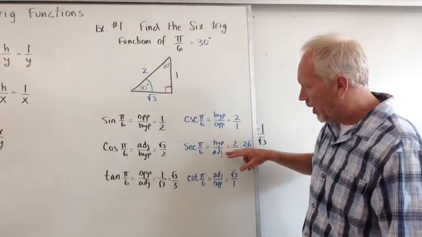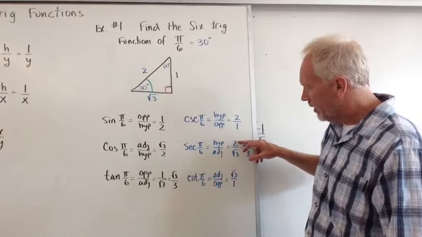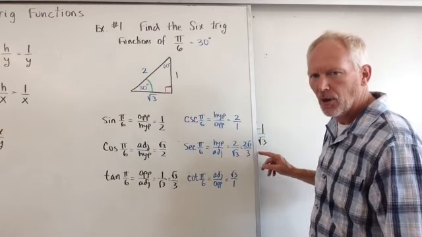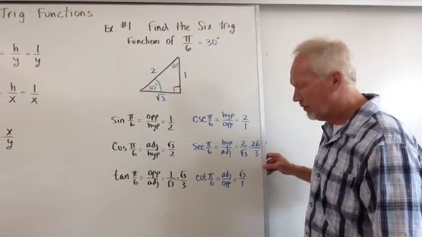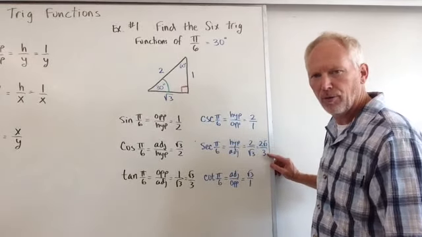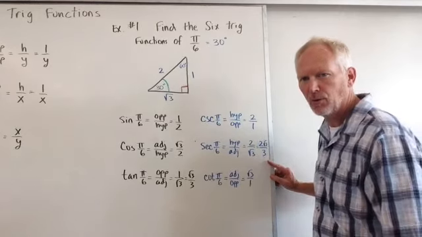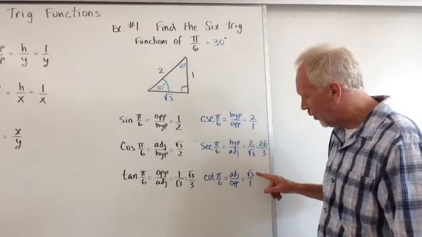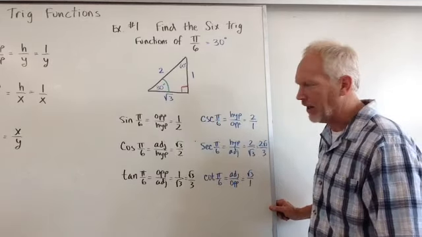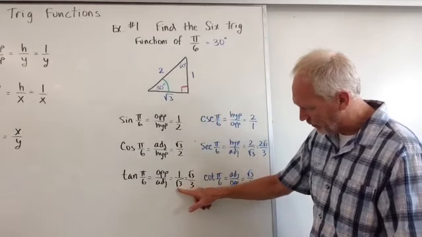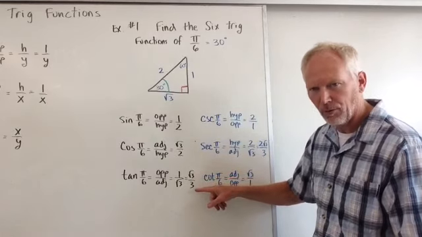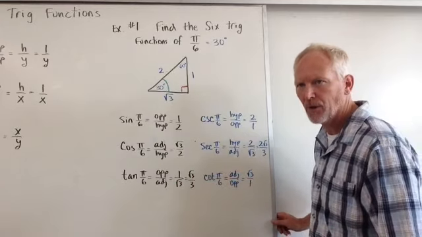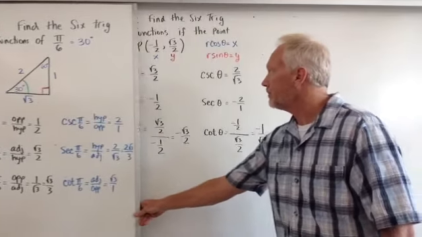Secant of pi over 6 is hypotenuse over adjacent. And that ends up being 2 over root 3. But we have to rationalize that denominator. So your result will be 2 root 3 over 3. Hopefully you can see that. 2 root 3 over 3. And cotangent is adjacent over opposite, or root 3 over 1. Again, just the reciprocal of this function. Now, I didn't change it from the root 3 over 3 because it was already in a good form here with 1 over root 3 as their equal values. All right.